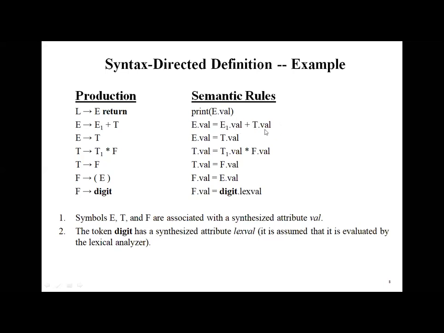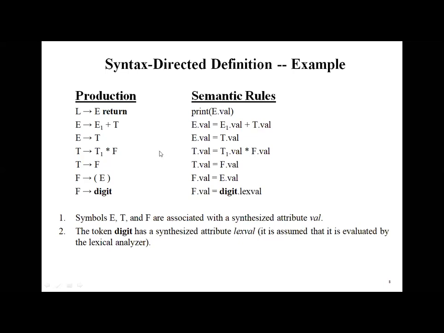So val represents here the attribute, and this is called the synthesized attribute. The value of T and the value of B have been added and stored into E dot val. Again, E produces T. That means the T dot val will be stored into the E dot val. Again, T produces T1 star F. What is the operation? That is a multiplication operation. So T1 dot val is multiplied with F dot val, and this multiplication result will be stored into the T dot val.